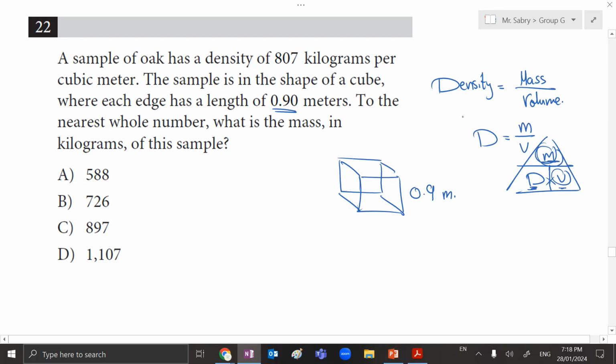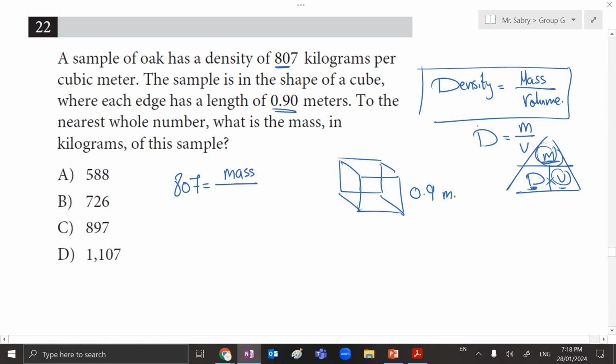Exactly. So first I'll write the rule. The density is equal to mass over volume. I already have the density given, so I'll put 807 instead of the D. I do not have the mass, that's what I'm missing, so I'll just put it as mass for the time being, over the volume, which I can find.